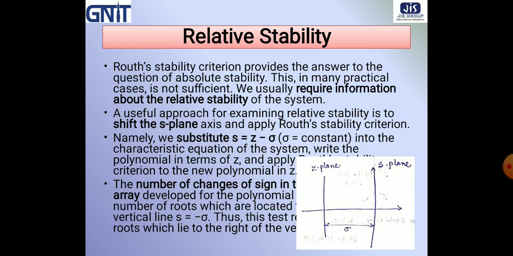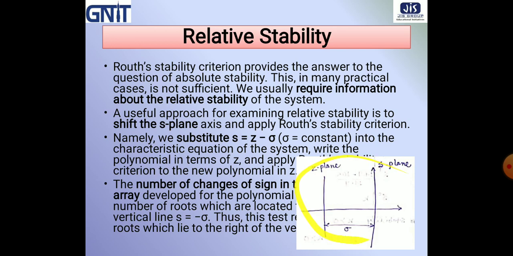Now, Routh stability criteria provides the answer of the absolute stability, but in many practical cases it is not sufficient. That's why we require the information about the relative stability. Now, a useful approach for examining relative stability is to shift the S-plane. That means you have to shift the S-plane.